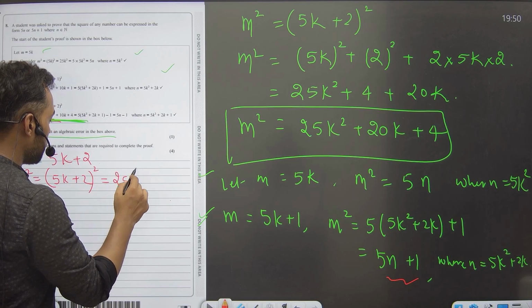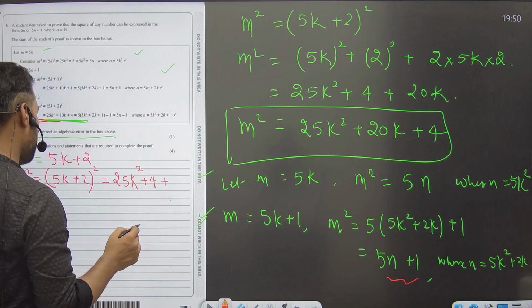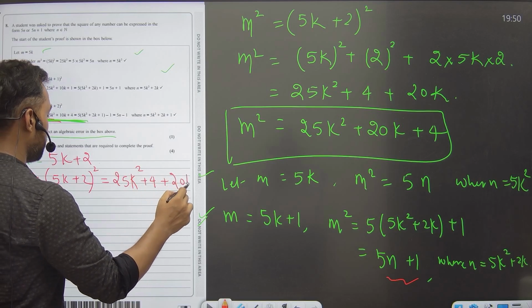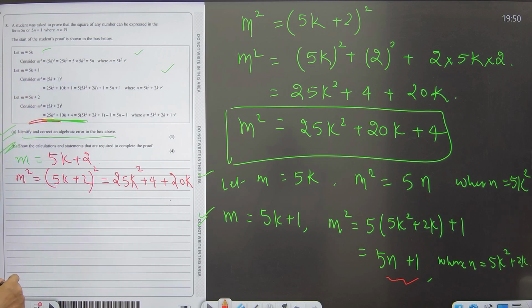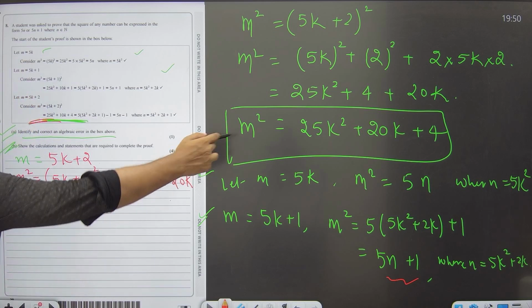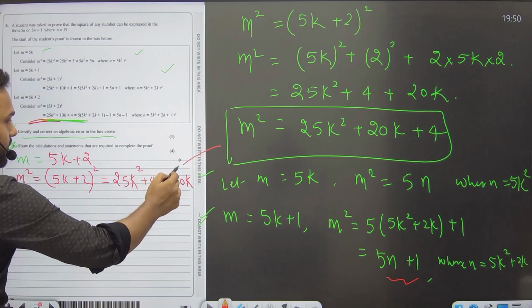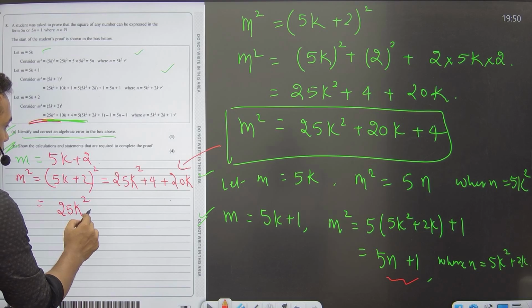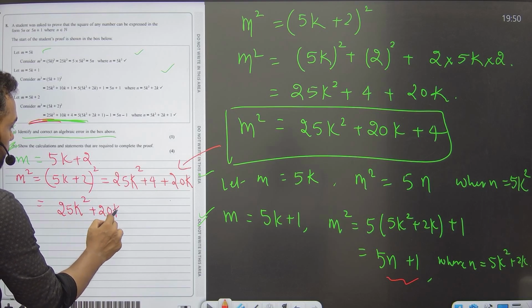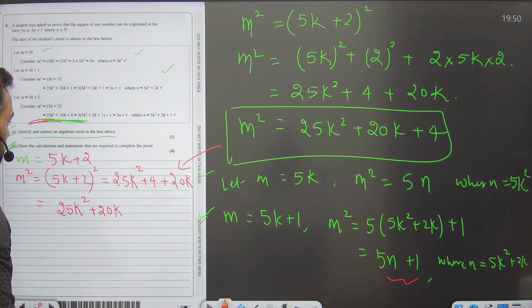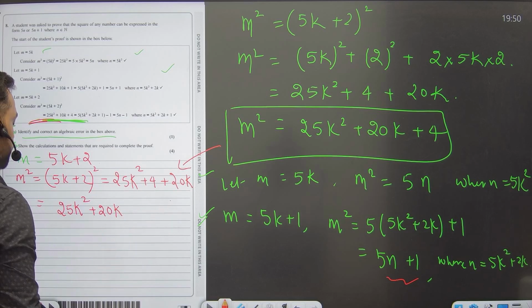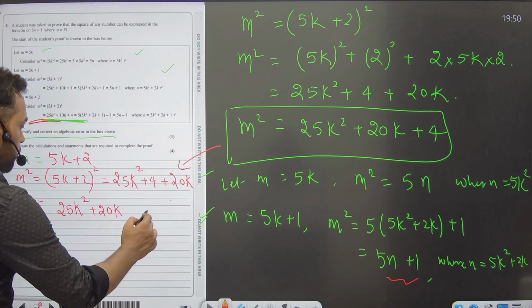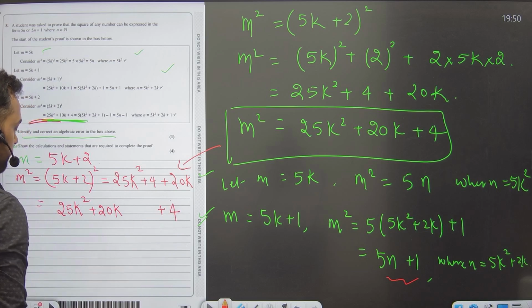then it will be 25k square plus 4 plus 20k, which we have calculated. So this could be written as 25k square plus 20k plus 4. So this is the value of this particular portion.